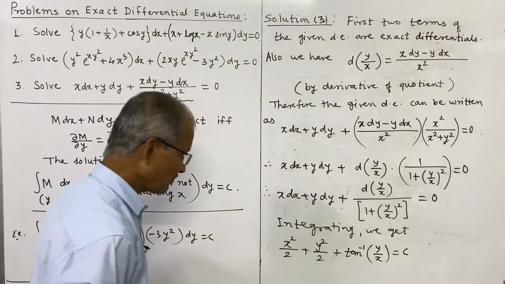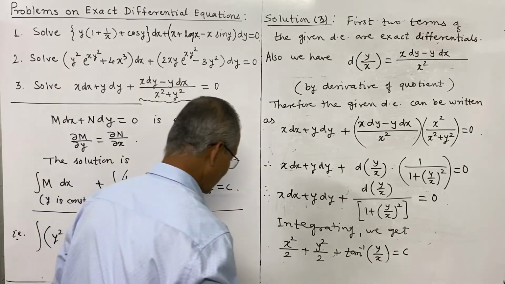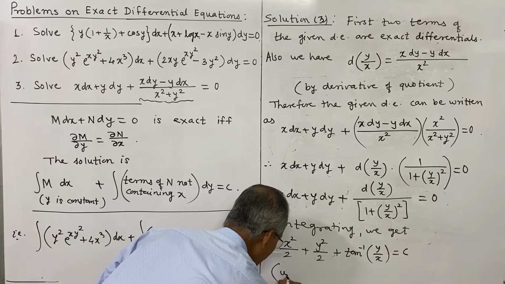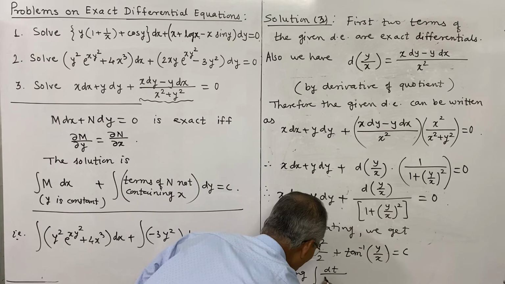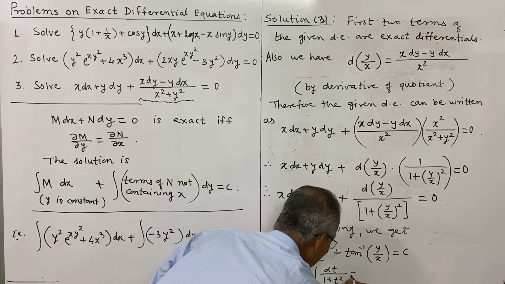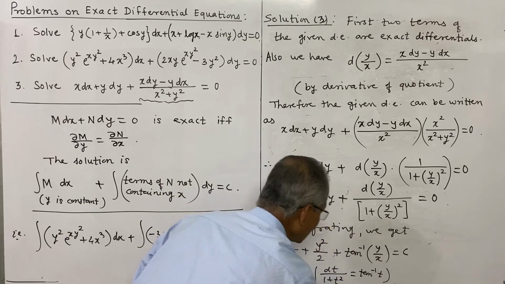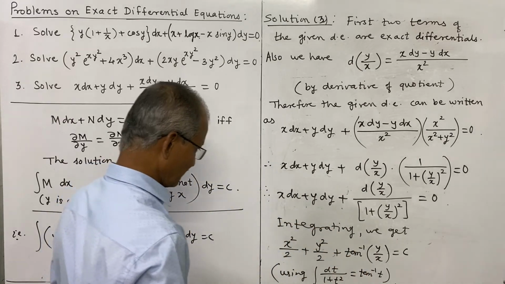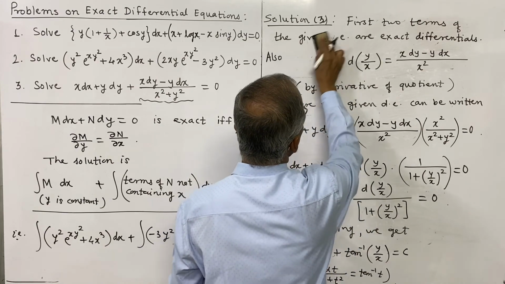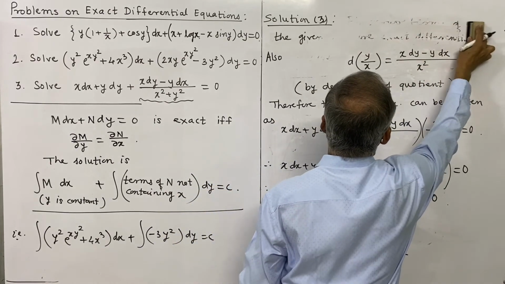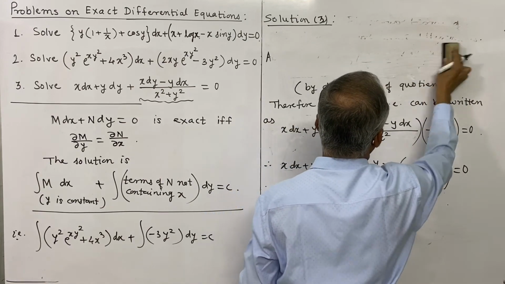So using the formula of dt divided by 1 plus t square is equal to tan inverse t, this is actually the solution. This is the general solution of the third problem.